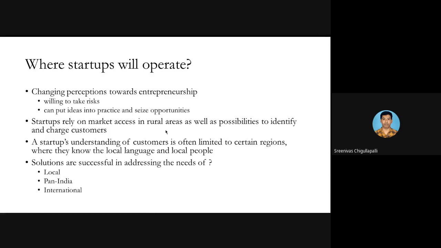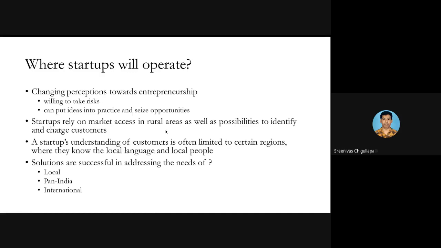And startups' understanding of customers is often limited to certain regions, because so many things impact your understanding and insights, such as local language and local people. They affect a lot. So you have to understand them very well so that you can generate enough evidence to develop or transfer your technology to these rural markets.